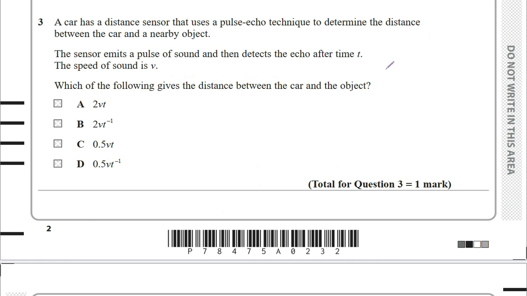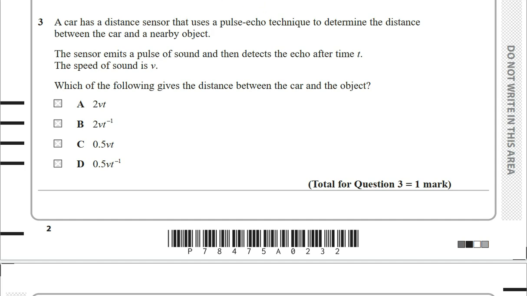Now let's move on to the next question, that is 3. A car has a distance sensor that uses the pulse echo technique to determine the distance between the car and a nearby object. The sensor emits a pulse of sound and then detects the echo after time t. The speed of sound is v. Which of the following gives the distance between the car and the object?